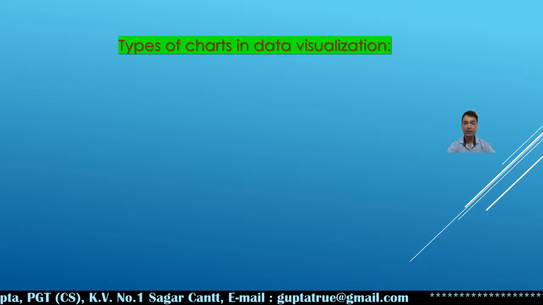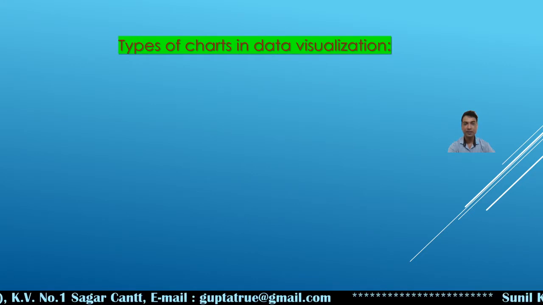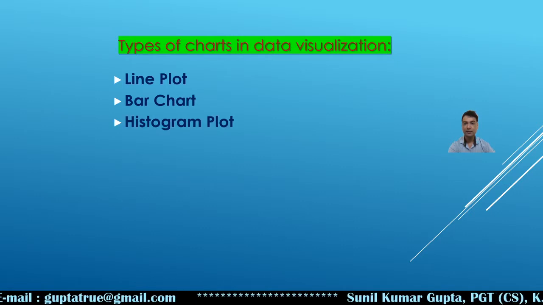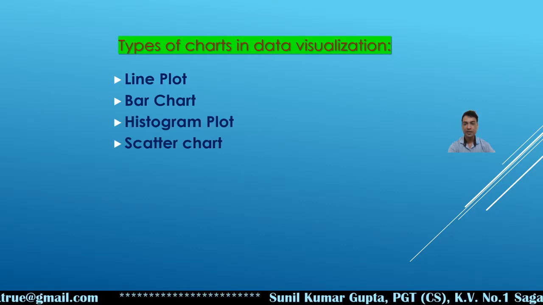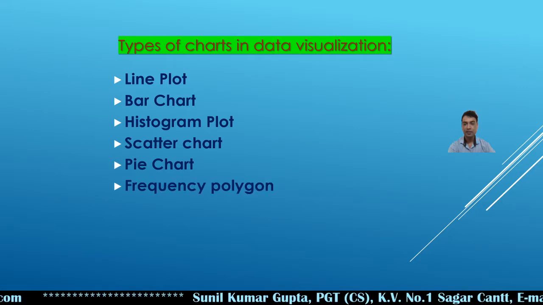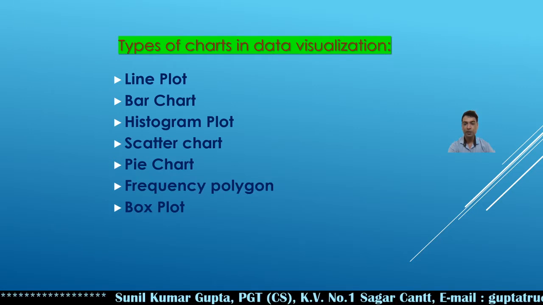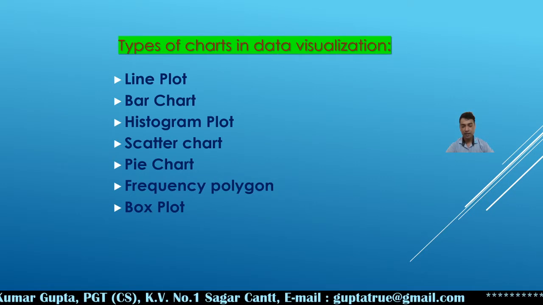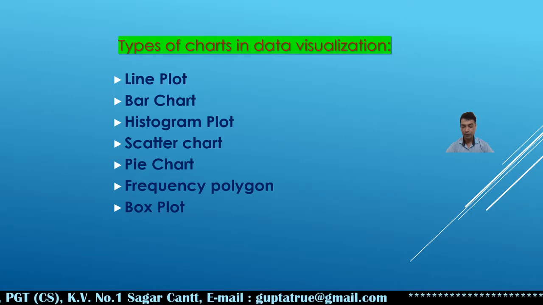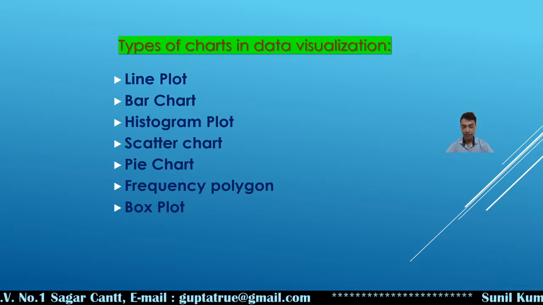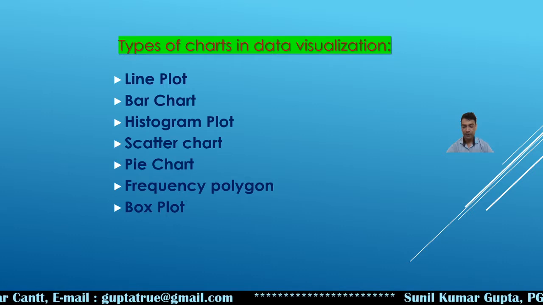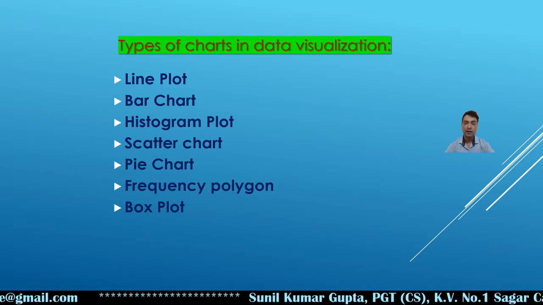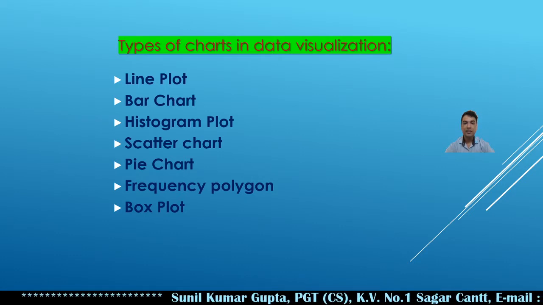There are so many types of charts we will discuss under data visualization: line chart, bar chart, histogram, scatter chart, pie chart, frequency polygon, box plot, etc. Graphs and charts are very effective tools for data visualization. You can create many different types of graphs and charts using a library that is matplotlib.